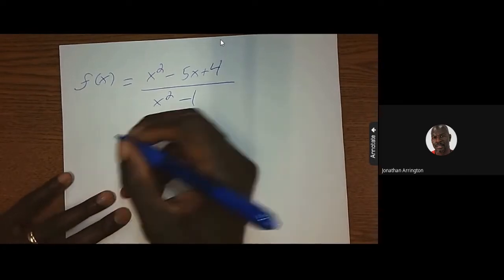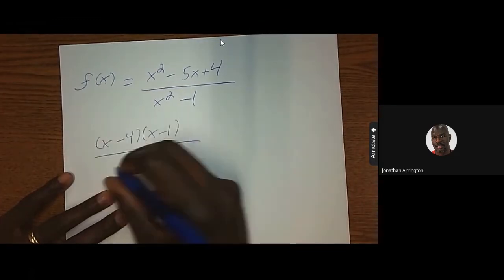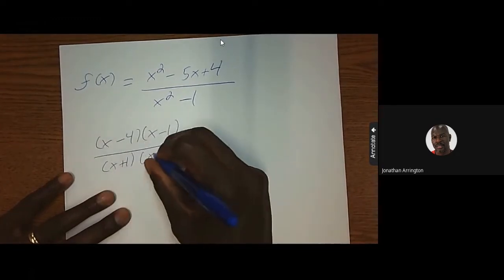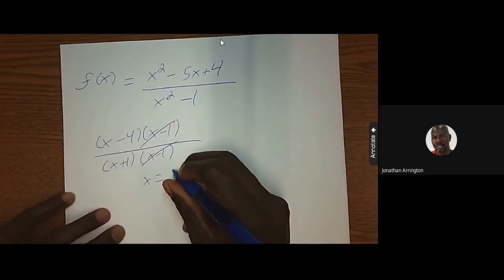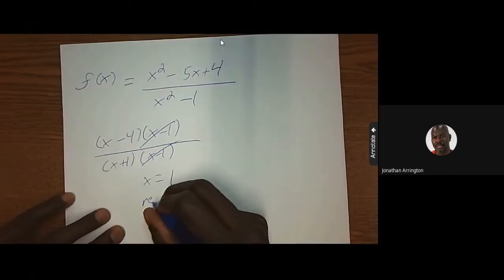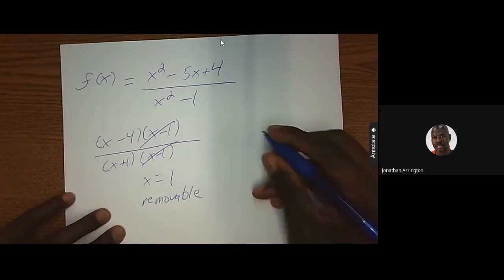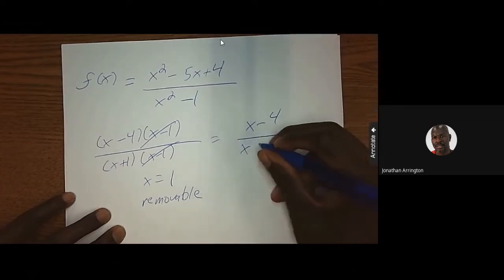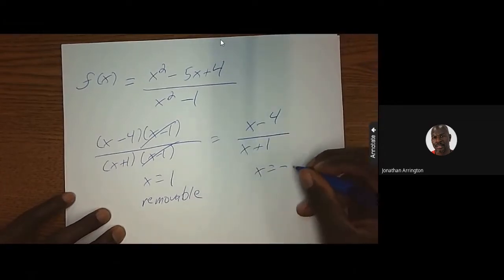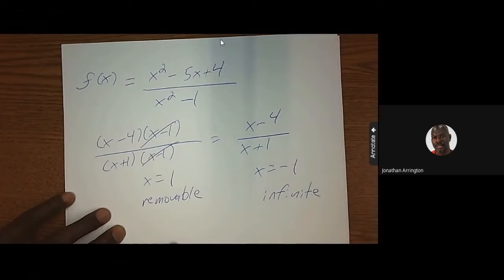So let's see, we'll factor the top as x minus 4 times x minus 1. The bottom is x plus 1 times x minus 1. X minus 1 cancels, which makes x equal to +1, removable. And x plus 1 is left in my denominator when it's in the most simplified form. So x equals -1 is infinite, or vertical asymptote. Okay, so that's kind of what we covered yesterday.